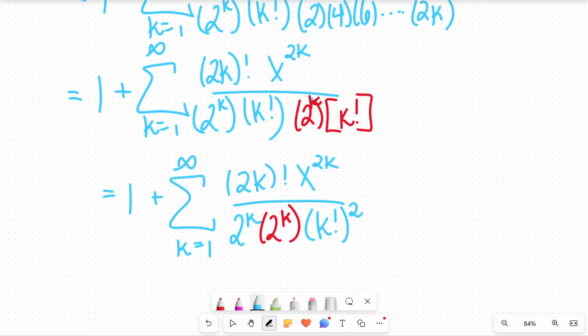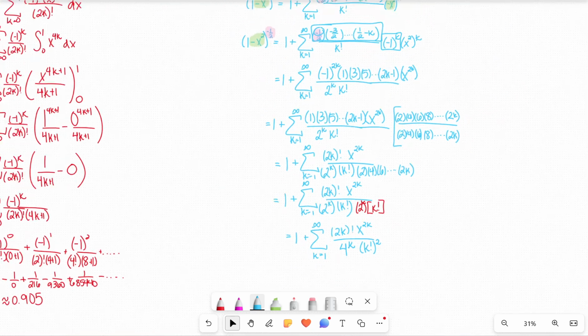All right, and then lastly, I can merge these two terms together to say 4 to the k power. Now this is my fully simplified version for part A. Now, of course, there's a part B and a part C for this problem, so that was just part A.